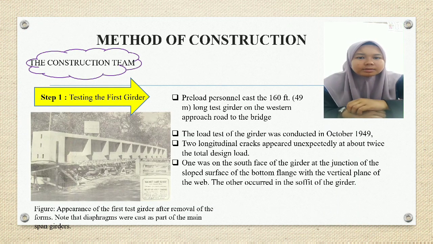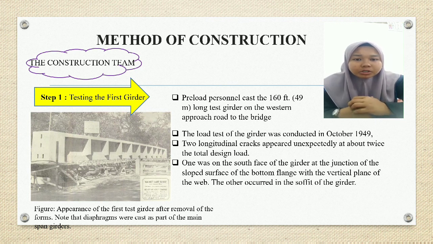Okay, next, method of construction of the Walnut Lane Bridge. The construction team's first step was testing the first girder. Preload personnel cast the 160 feet or 49 meters long test girder on the western approach road to the bridge. The load test of the girder was conducted in October 1949.